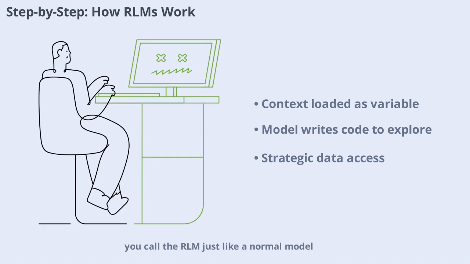First, you call the RLM just like a normal model, passing in your query and context, but instead of feeding the context directly, it's loaded into a Python REPL as a variable. The model only sees the query and instructions on how to use the REPL.